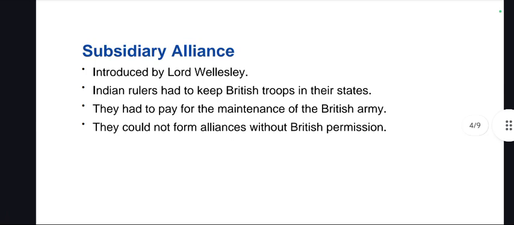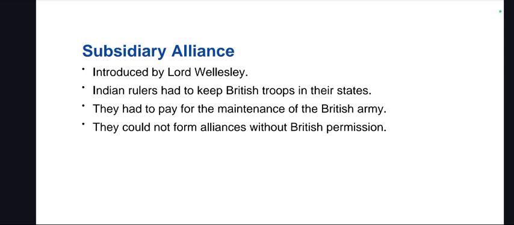Before that, they introduced some policies in India. Let us see the subsidiary alliance. This is for 3 marks, especially for 10th standard. That's why we are taking the subsidiary alliance first. Otherwise, we would be starting this after the first Anglo-Maratha War. Whatever it is, we will start with the subsidiary alliance.